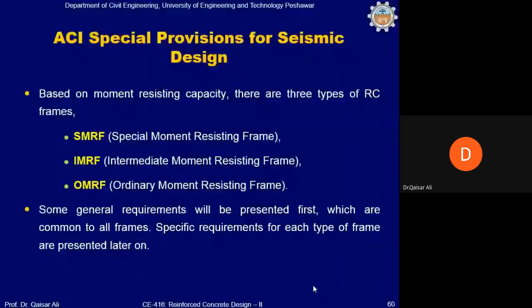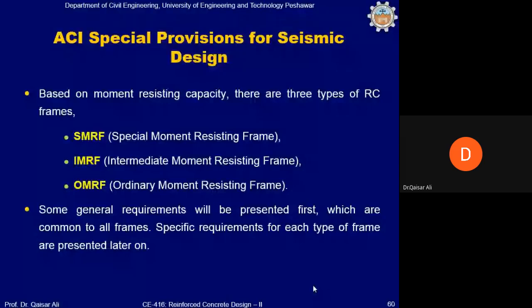The SMRF is a special moment resisting frame, and the ACI code further requires that in the highest seismic zones, zone 3 and 4, only SMRF shall be used. In the intermediate seismic hazard zones of 2A and 2B, IMRF is allowed, although the code recommends to use SMRF, but IMRF is allowed as per the code requirement. In zone 1, OMRF is allowed, but again, the code encourages the designer to use IMRF or SMRF.